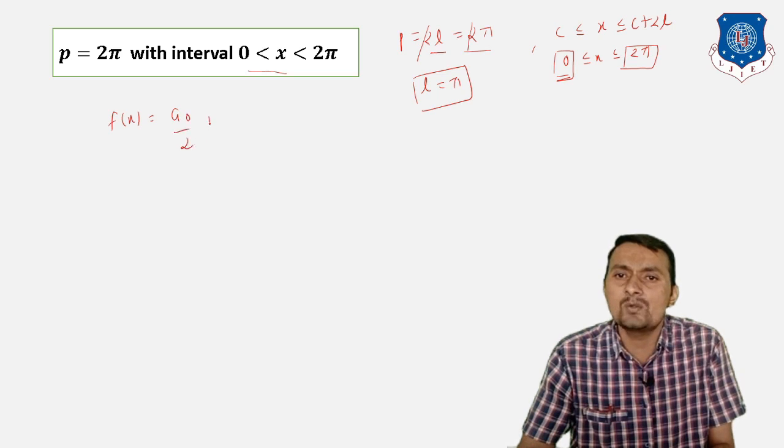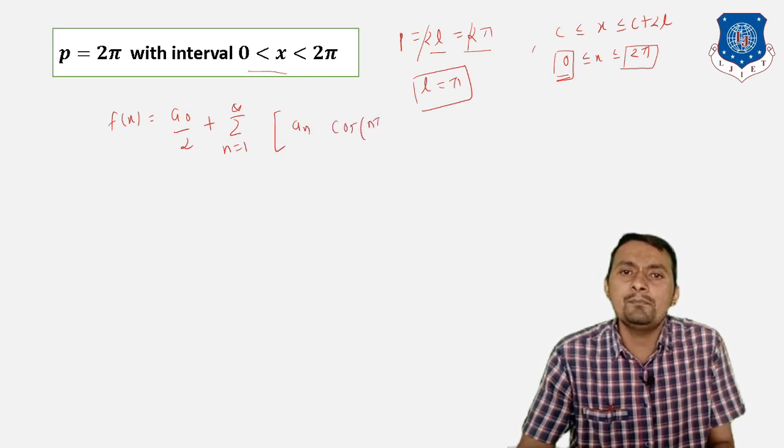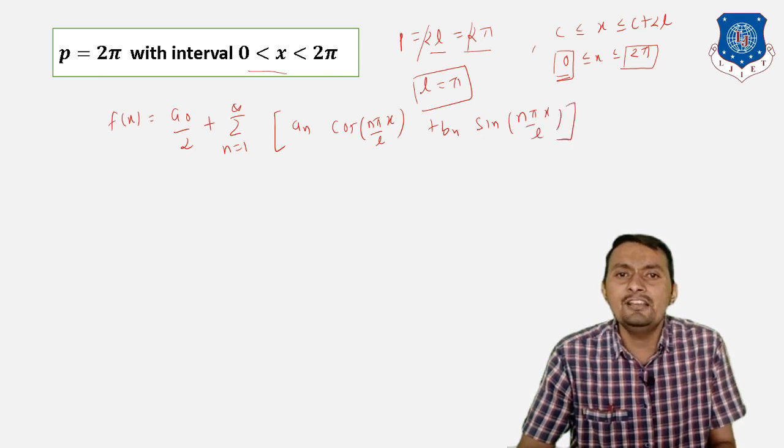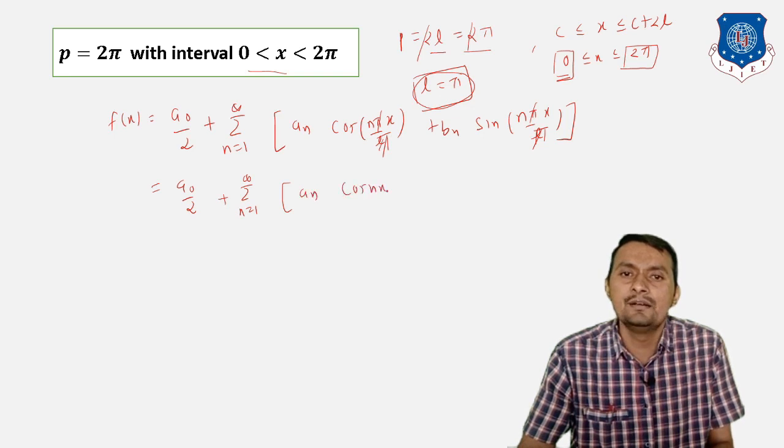So f of x is equal to a0 by 2 plus summation from 1 to infinity of an cos n pi x divided by L plus bn sin n pi x divided by L. This was the given formula. But if I put L equal to pi here, what is it going to be? Pi is there here, also pi is there, so pi will be cancelled out. We get a0 by 2 plus summation from 1 to infinity of an cos nx plus bn sin nx.